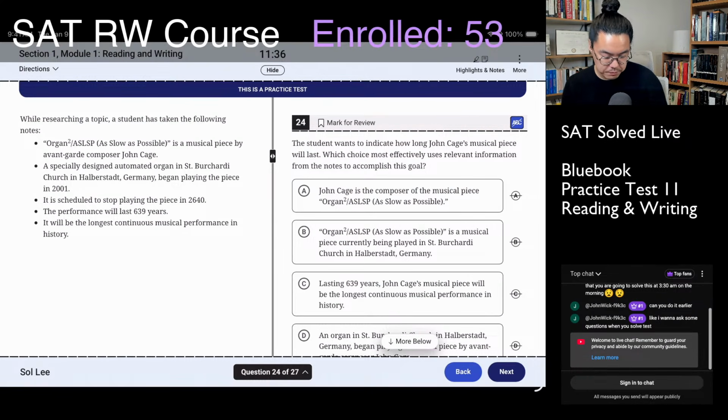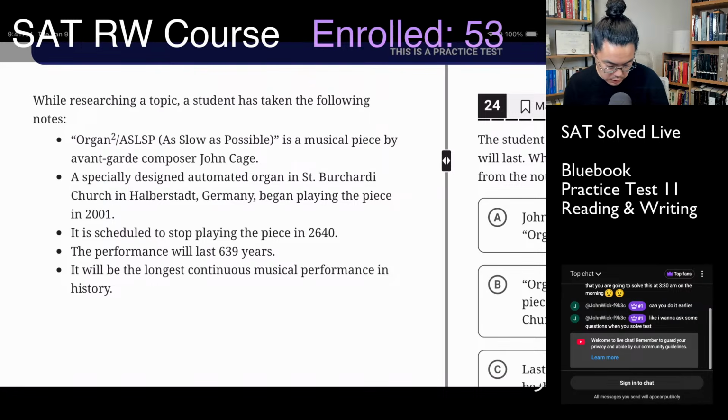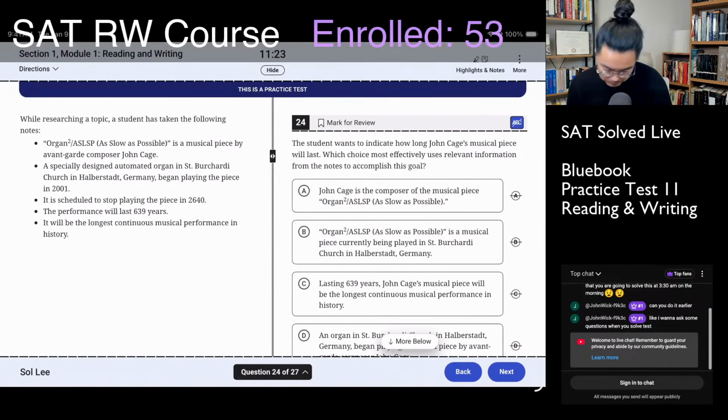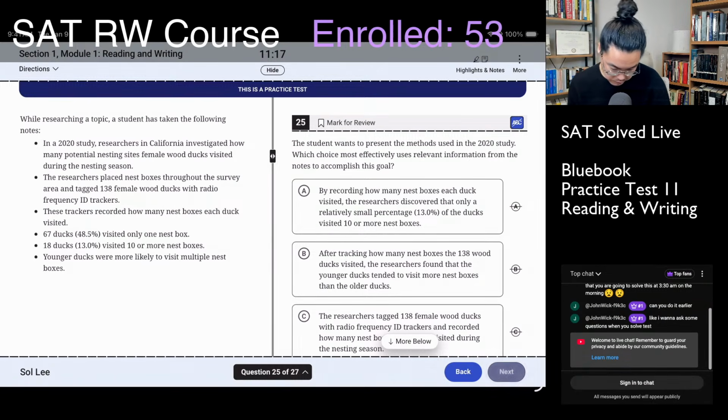Moving on, 24. We're trying to indicate the length of his piece, slow as possible. Automated organ, so maybe forever. 639 years. Okay.